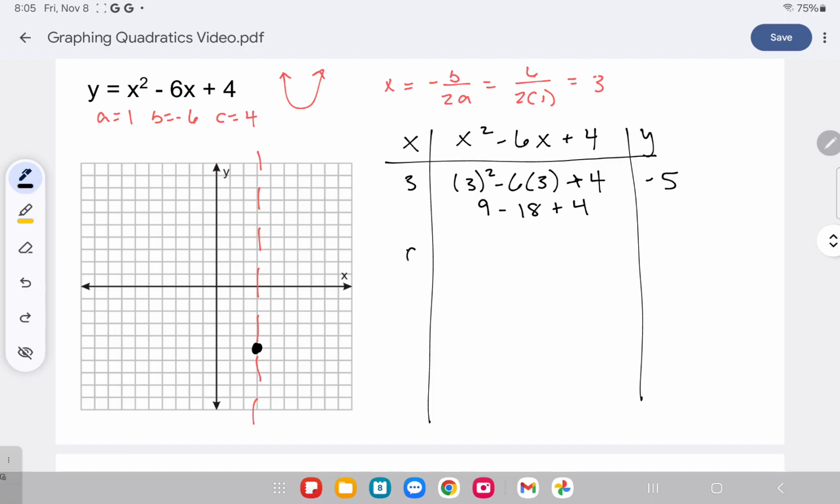I love plugging in 0, so we get 0 minus 0 plus 4. So our y-intercept is at 4. And if I reflect that point, I get a point at (6, 4) also. And then I'm going to plug in 1.